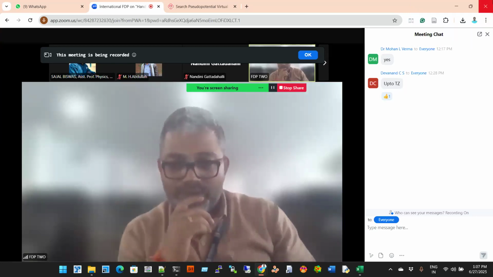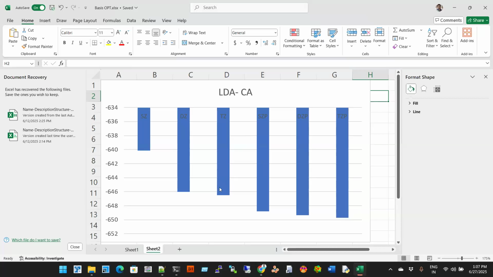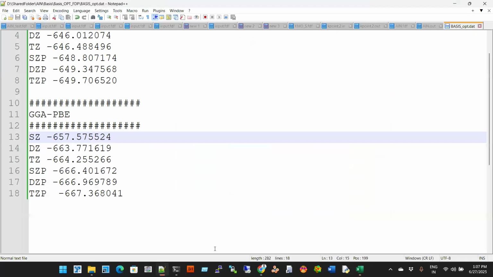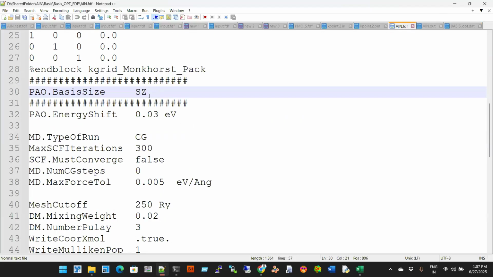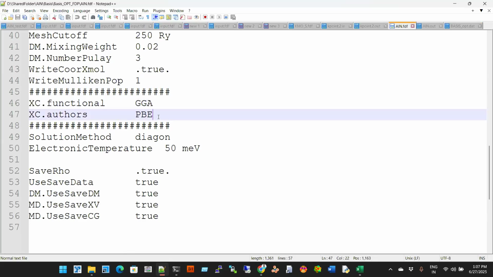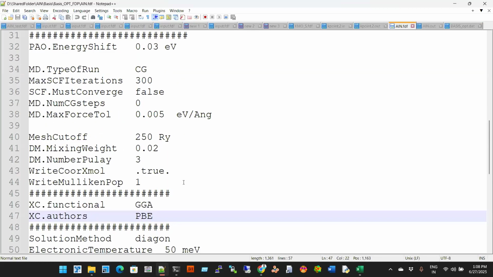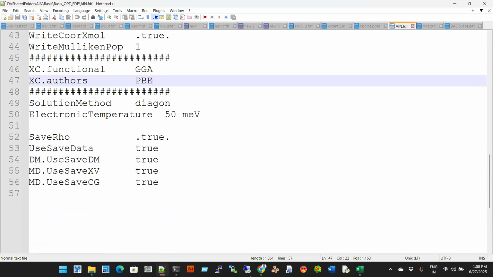Actually, the process is very simple. We have to change the permutation or combination of LDA-CA and GGA-PBE in our FDF file. Simply, we have to change the PAO basis size: SZ, SZP, DZ, DZP, TZ, TZP. Similarly, for GGA-PBE, here LDA or RPBE as well. My dear participants, you can do all the calculations from your end. I have sent the FDF file and the associated PSF file, and I am hoping for the best from your end.